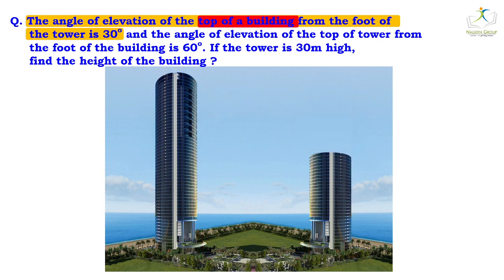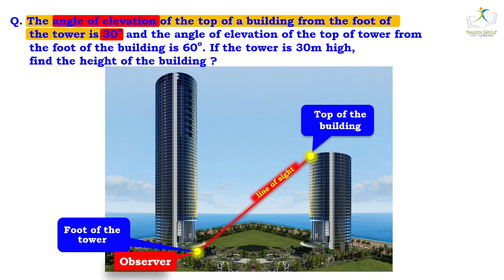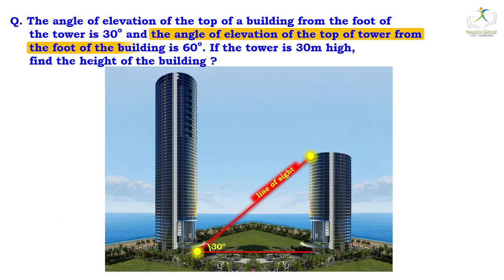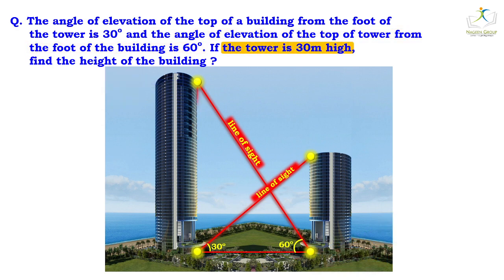Now here, top of building, foot of tower. नीचे से ऊपर की तरफ देखते हैं, कितना है 30 डिग्री, it is here 30 degree. Now next is angle of elevation of top of tower from foot of building. This is foot of building to the top of tower, that is 60 degree. If the tower height is given, it is here 30 meter height, ये given है, 30 meter. Right, now find the height of building. आपको क्या करना है, बिल्डिंग की हाइट फाइंड करनी है, right?